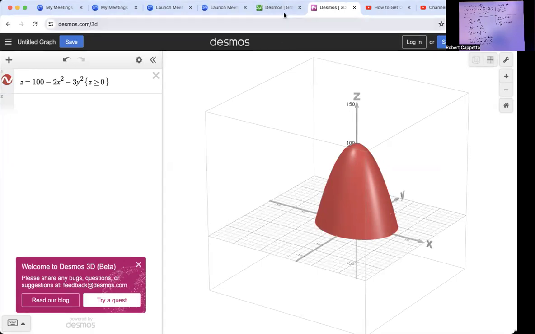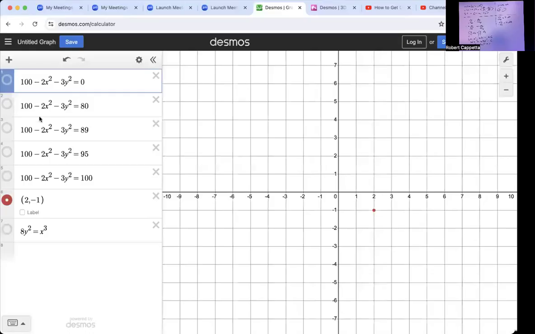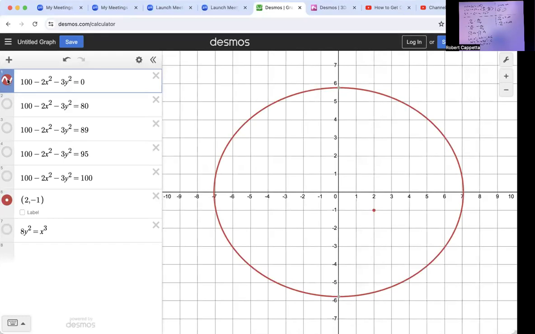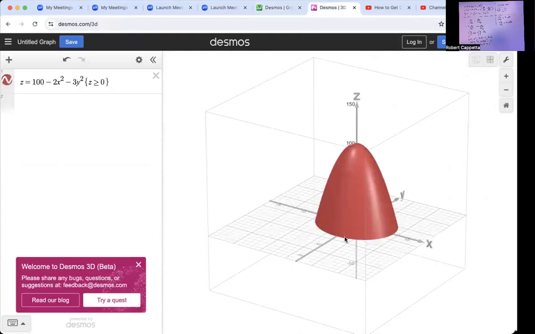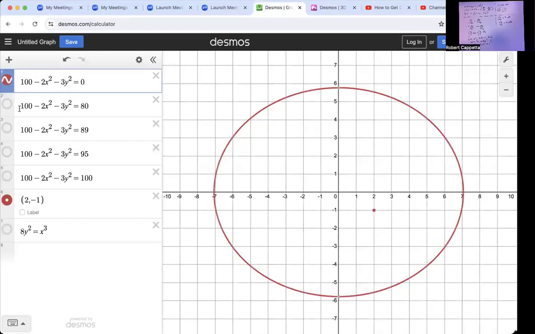So let's take a look at some level curves and see what we get. So our T was 100 minus 2x squared minus 3y squared. Could it equal 0? Where is that level curve? That's way out here. Can we visualize that as the base of that paraboloid we looked at before, right? That's the bottom in the xy plane. When we look at it like this, that is what we're looking at. How about 100 minus 2x squared minus 3y squared is 80? That looks good. How about equals 89?